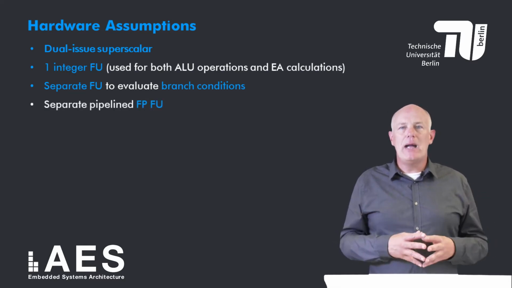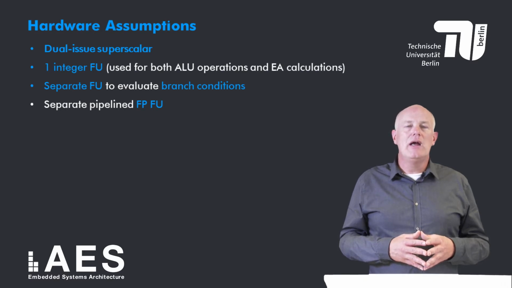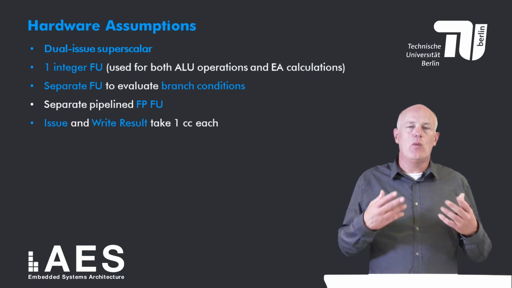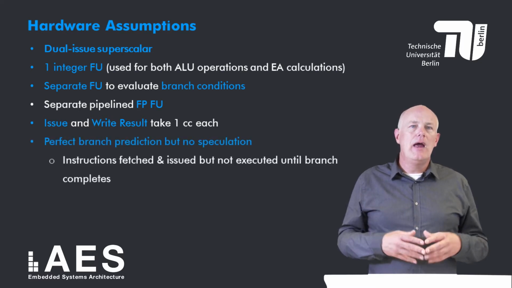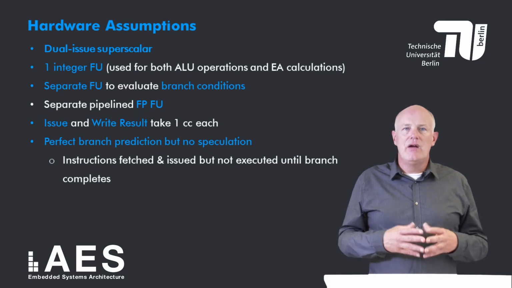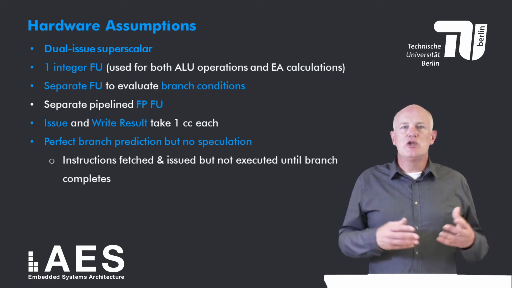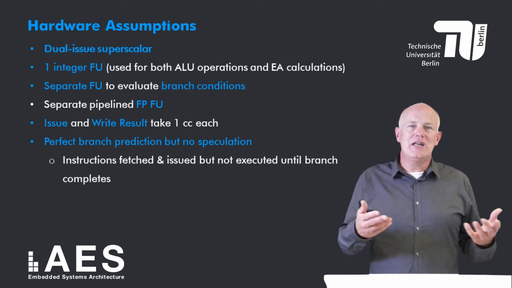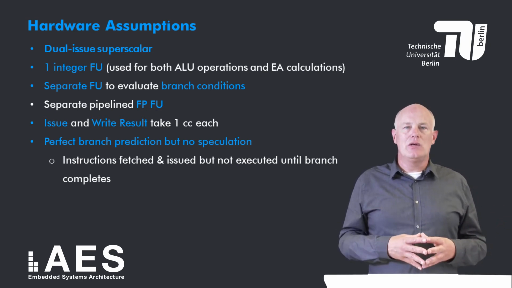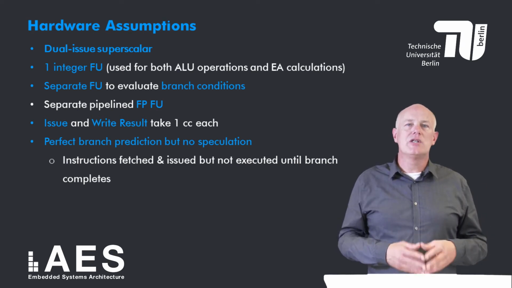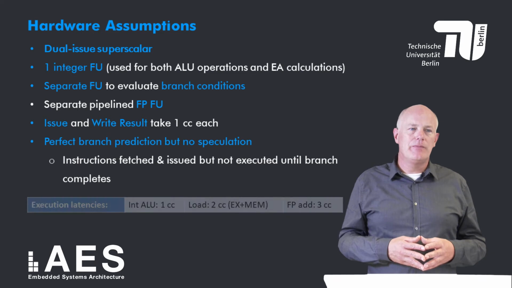There's a separate pipeline floating point functional unit, and I assume that both the issue and the write result phase take 1 clock cycle each. And as before, I assume perfect branch prediction. Furthermore, first I will assume no speculation. That means that predicted instructions are fetched and issued, but not executed until the branch completes. Later on, I will show how the loop executes when speculation is supported.